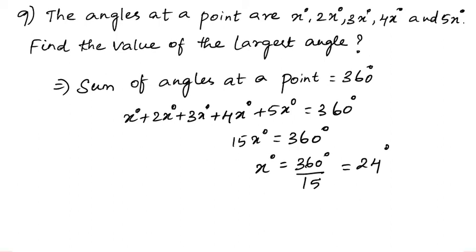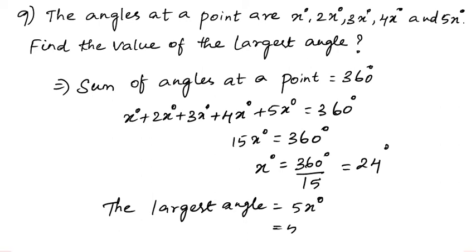So here if you look at the values, the largest angle value will be 5x degree. So therefore the largest angle is equal to 5x degree. So 5 into 24 degree will get 120 degree. So therefore the largest angle value is 120 degree.